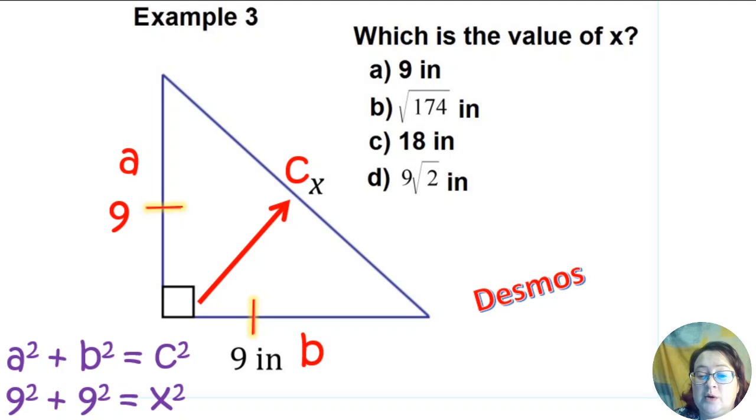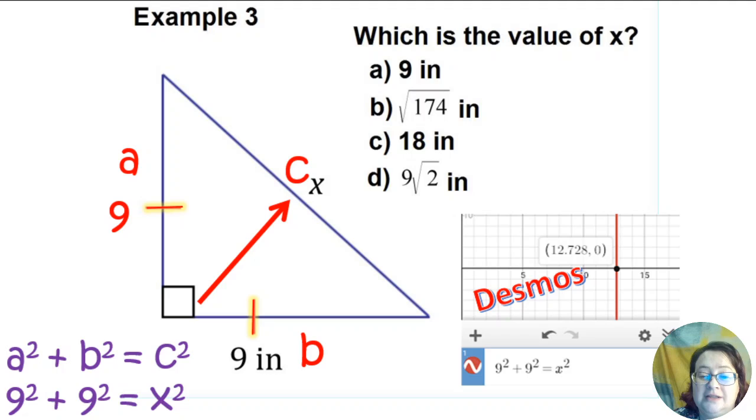Then I'm going to go to Desmos, and I'm going to get a nice pretty graph back when I plug this in. That's going to look something like this. Clicking on the x-intercept, I see that x is 12.728. That's not so nice and clean, but that's okay. I do know that 12.728 is not equal to 9 or 18, so I can mark out those two answer choices. But now I've got to figure out about the other two. What I can do is I can go to Desmos and plug in the square root of 174 and see what that number is. Let's take a look.